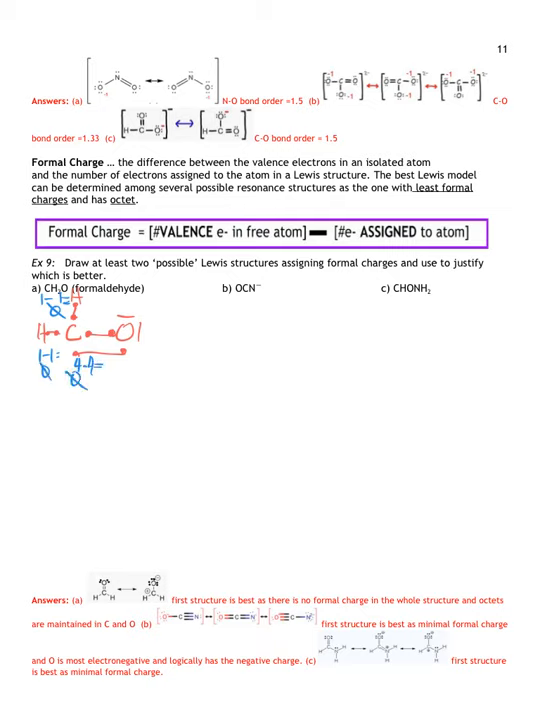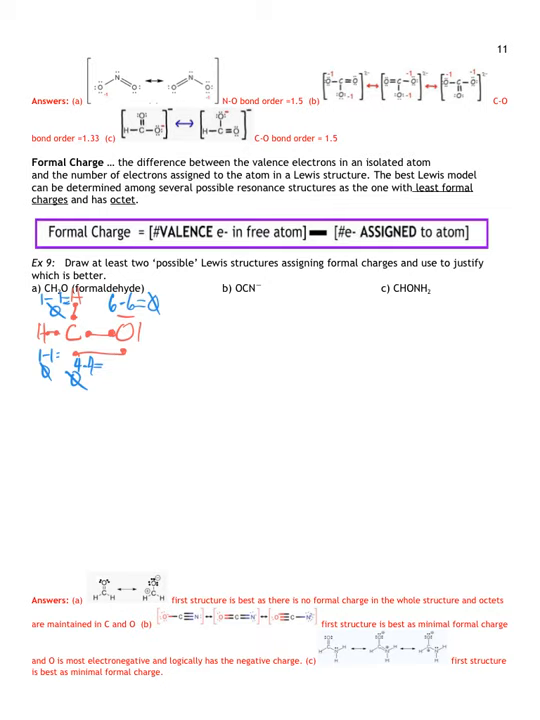I like to put my zeros with a slash through it just to make sure you see it as a 0. Now we go to oxygen, 6 valence electrons. How many electrons are assigned to that oxygen? 2, 4, 5, 6. So 6 minus 6 has a formal charge of 0. So all of these atoms in this structure have 0 formal charge.